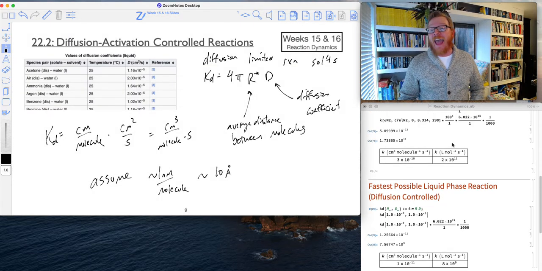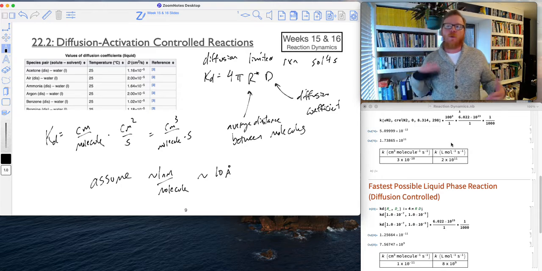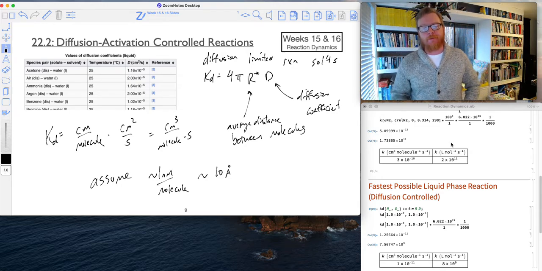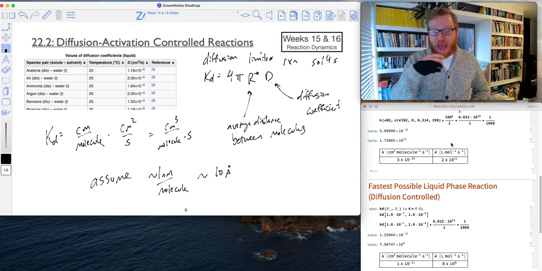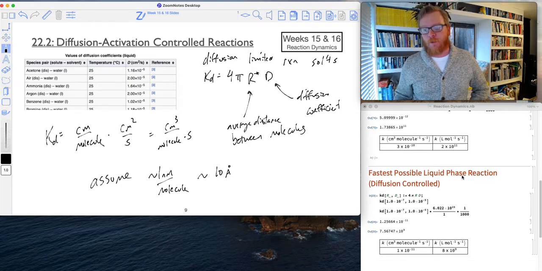However, in a gas, that's just not possible. We have no stabilization of that transition state in a gas via solvent. Okay. But in a liquid, that's entirely possible. So we can see that in some cases, liquid reactions or solution phase reactions can actually proceed much faster than gas phase reactions because of this solvent cage effect.